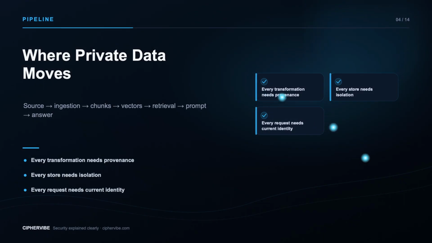A RAG system pre-processes documents, splits them into chunks, creates embeddings, stores vectors and text, retrieves matches, places selected text in the model prompt, and returns a generated answer. Privacy can fail at any handoff, especially when metadata is dropped or permissions become stale.